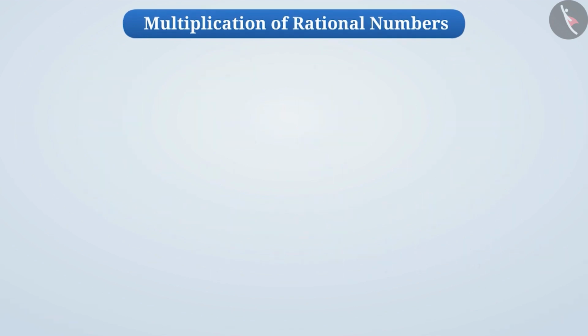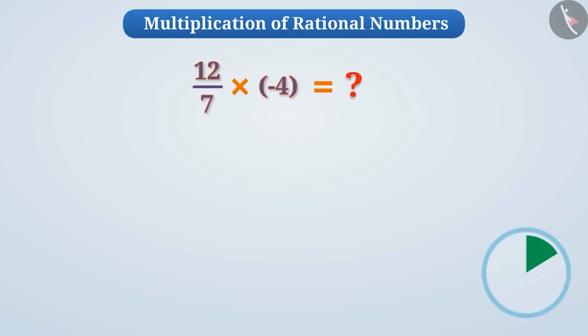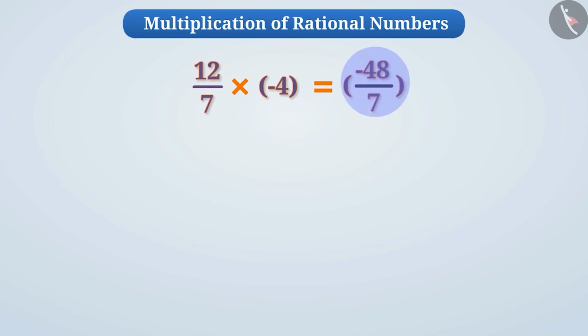So tell me, if we have to find the result of 12 by 7 into minus 4, how will we do it? Think for a while. Absolutely right. We will multiply 12 and minus 4 so that we get the numerator of the result as minus 48. And we will keep the denominator the same. That is, the result of the given multiplication will be minus 48 by 7.